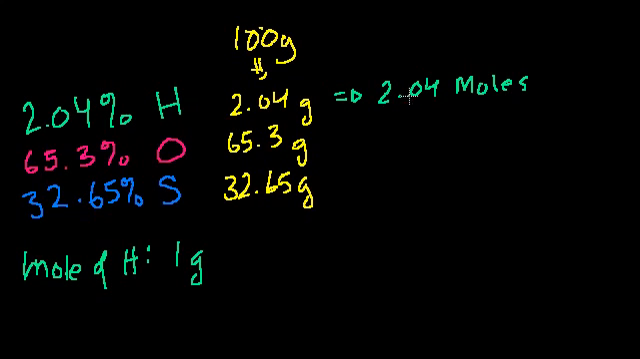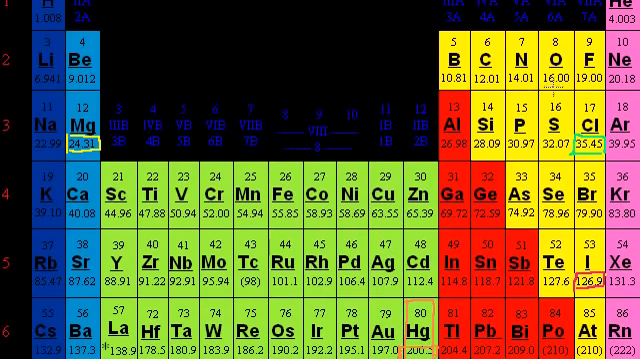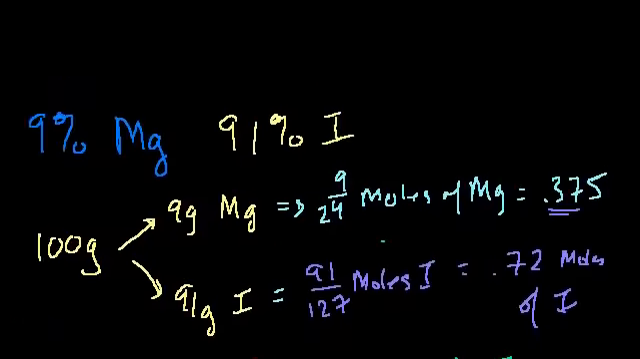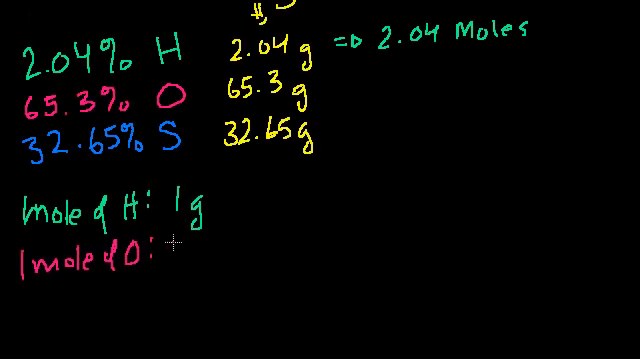This tells us how many hydrogen atoms we have. Remember, this is 2.04 times 6.02 times 10 to the 23 hydrogen atoms. And then oxygen, 1 mole of oxygen. Oxygen's mass number, in case you forgot, is 16. So 1 mole of oxygen has a mass of 16 grams. 6.02 times 10 to the 23 oxygen atoms has a mass of 16 grams.